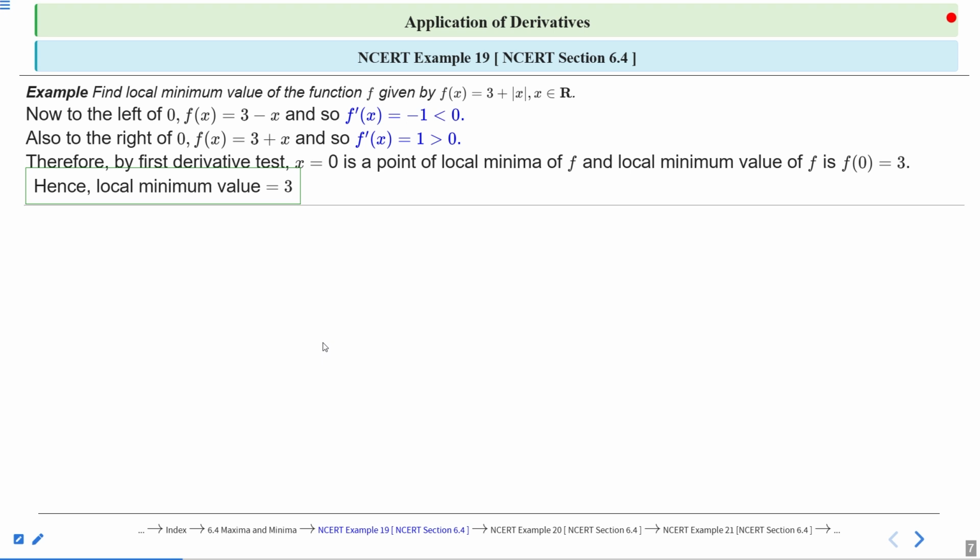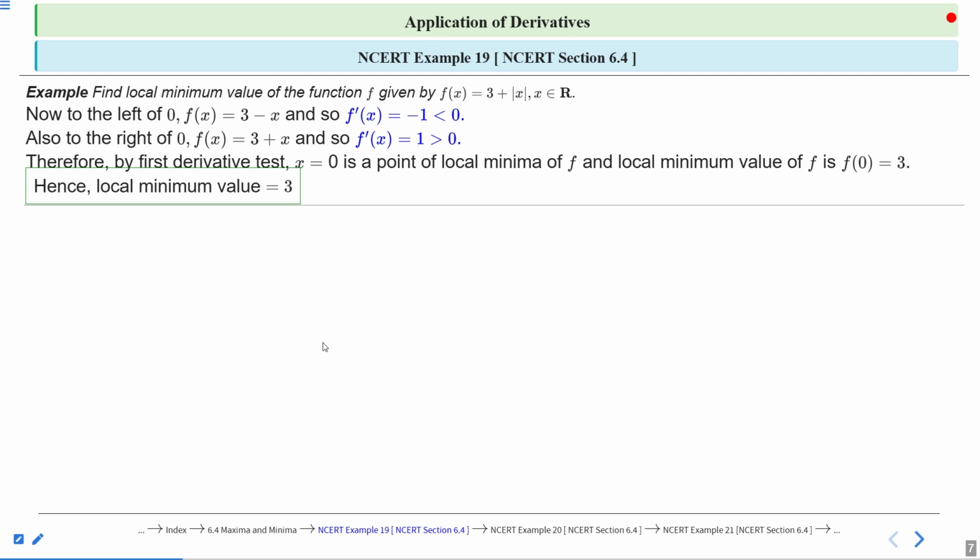Hence, we can say that the local minimum value is equal to 3. As f'(x) is changing sign from negative to positive at x = 0, we can say that x = 0 is the point of local minima. Clear? Therefore, the local minimum value is f(0), which is 3. Hence, the local minimum value is equal to 3.